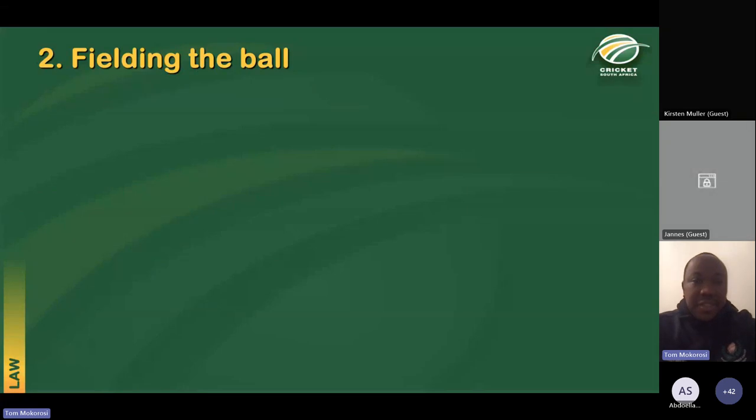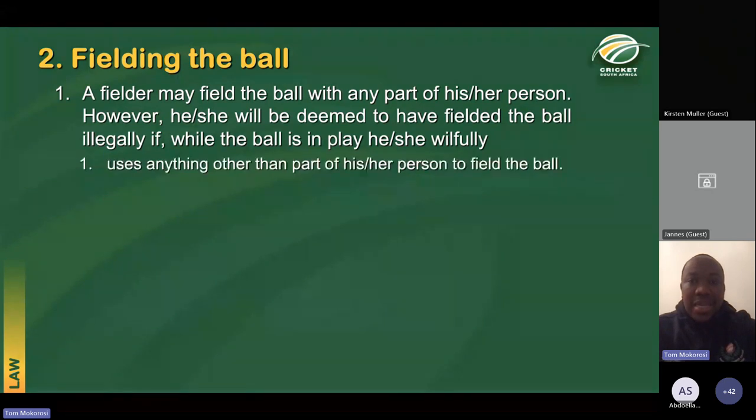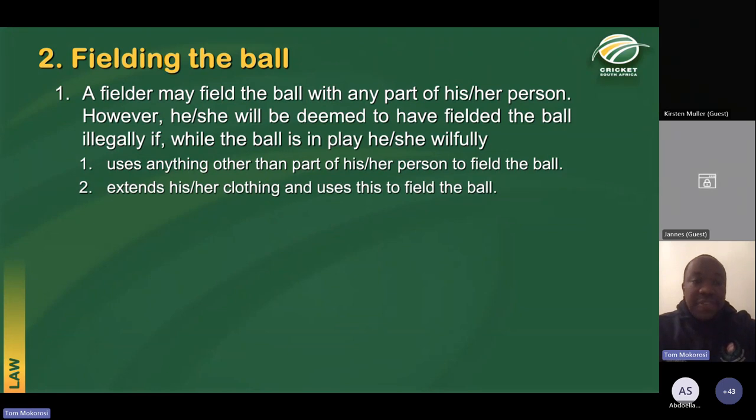So let's look at illegal fielding in detail. The law says that a fielder may field the ball with any part of his or her person. However, he or she will be deemed to have fielded the ball illegally if, while the ball is in play, he or she willfully uses anything other than part of his or her person to field the ball. And obviously, with that equipment not being part of Babar Azam's person, or his equipment to use, it was deemed illegal fielding. If a fielder extends his or her clothing and uses it to field the ball, that will also be deemed illegal fielding. We've got a picture on the next slide that depicts that.